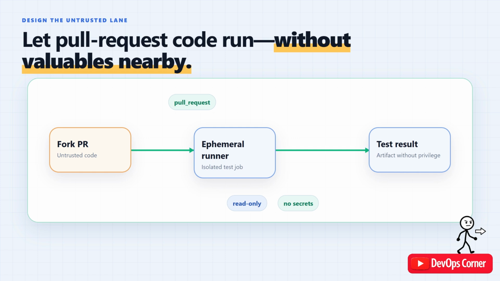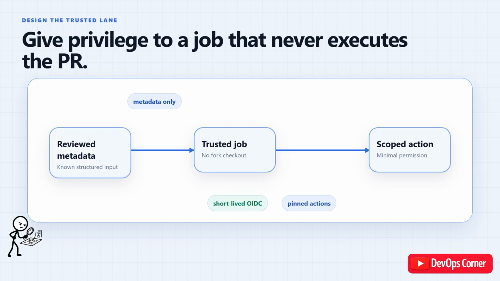Now, for your trusted jobs, the ones handling metadata, labeling, commenting, or deploying, you can safely use pull_request_target, but you must never check out the pull request code into that context. Maintain incredibly narrow permissions, granting exactly what the metadata task requires and nothing more. When dealing with actual deployments, strongly prefer short-lived OIDC credentials over long-lived static cloud secrets. And importantly, pin all your third-party actions to reviewed, full commit SHAs instead of floating tags. This guarantees you aren't silently pulling in compromised upstream code that could poison your trusted environment.